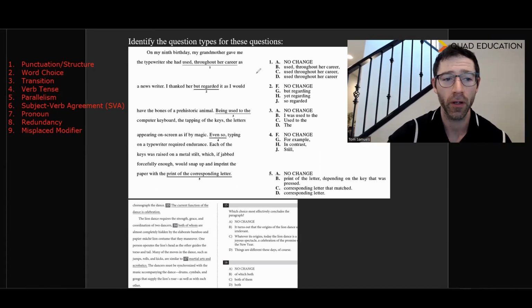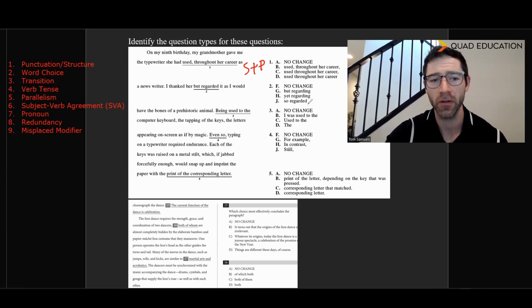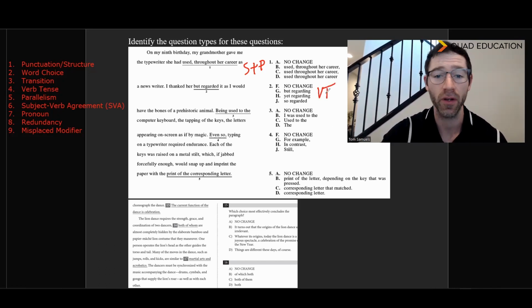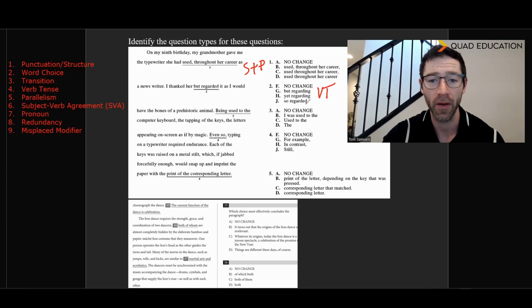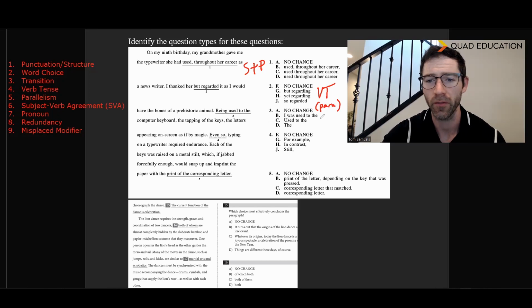So number 1 here pretty clearly is going to be structure and punctuation. We'll just call that S and P. Next here, kind of an interesting one. "I thanked her, but regarded it as I would have the bones of a prehistoric animal," yet regarding, so regarded, but regarding. So we could say we have this regarding versus regarded. This could be called verb tense. And as you can see, we're not going to be answering the questions here today. We're just trying to identify a relevant type so that we can solve this more efficiently. And we can say also, if it's verb tense, is our subtype parallelism or subject-verb going to apply? And I would say there's a little bit of parallelism here as well we could use to solve this more efficiently.